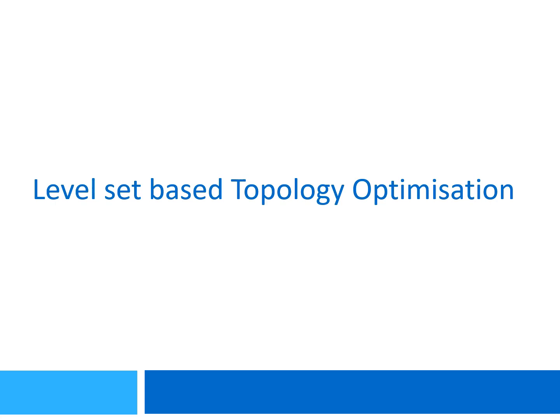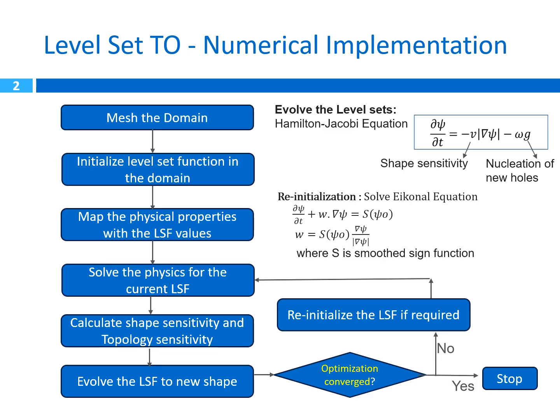We will see the procedure for numerical implementation of level set based topology optimization. For evolving the level sets, we solve the Hamilton-Jacobi equation, which is given here: ∂ψ/∂t = -V|∇ψ| - ωg. So the last term, ωg, accounts for the nucleation of new holes, and g is the topology derivative, which accounts for the new hole creation, and ω is the weightage factor.